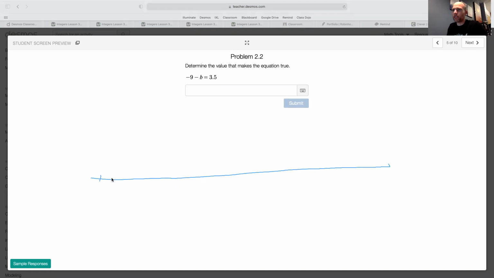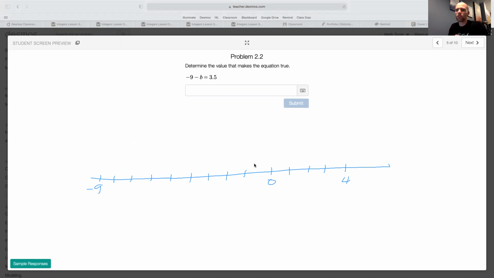So let's be negative 9, negative 8, negative 7, negative 6, negative 5, negative 4, negative 3, negative 2, negative 1. So this will have to be 0. And then 1, 2, 3, 4. That should work for us. That has everything we need on it, right? Okay. I'm not going to bother labeling everything. We can count without the numbers on there.